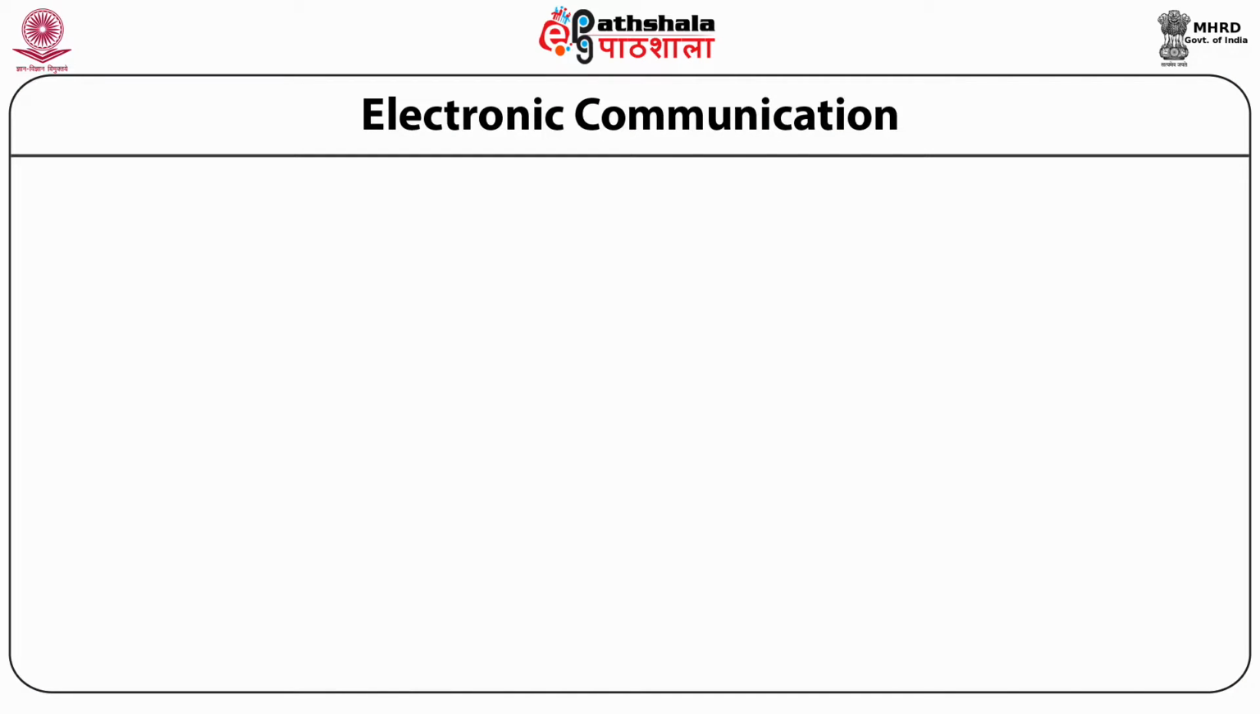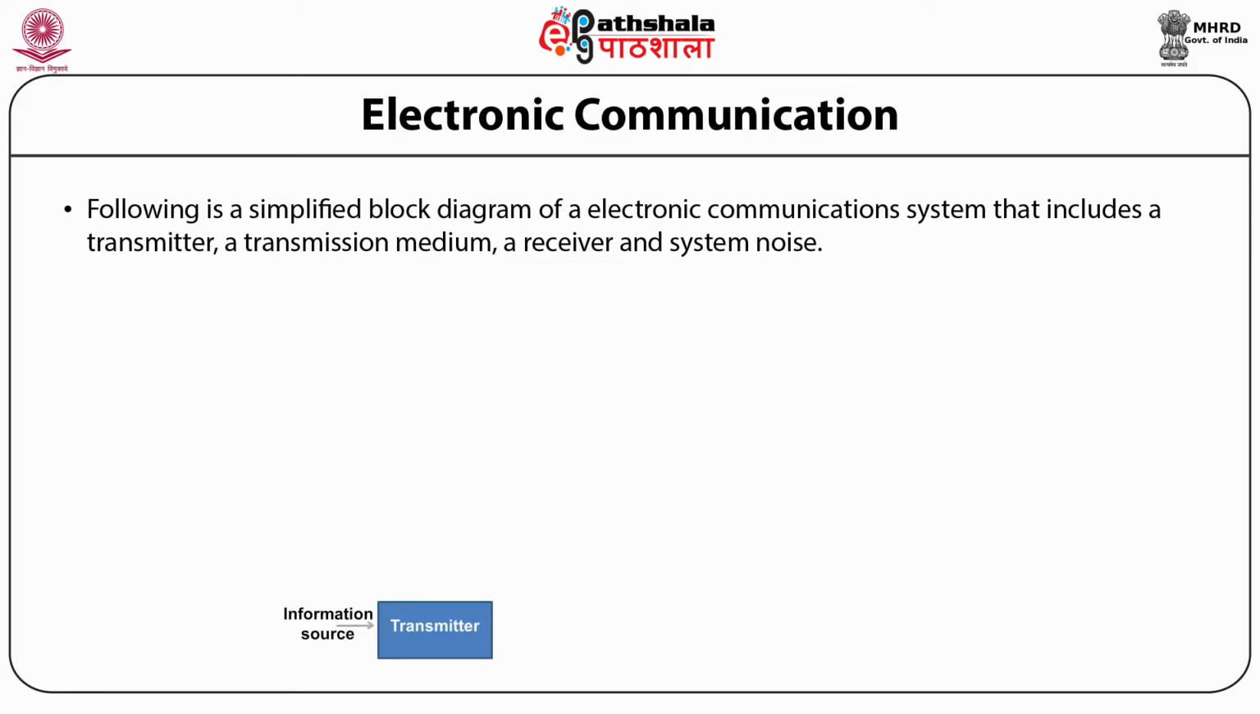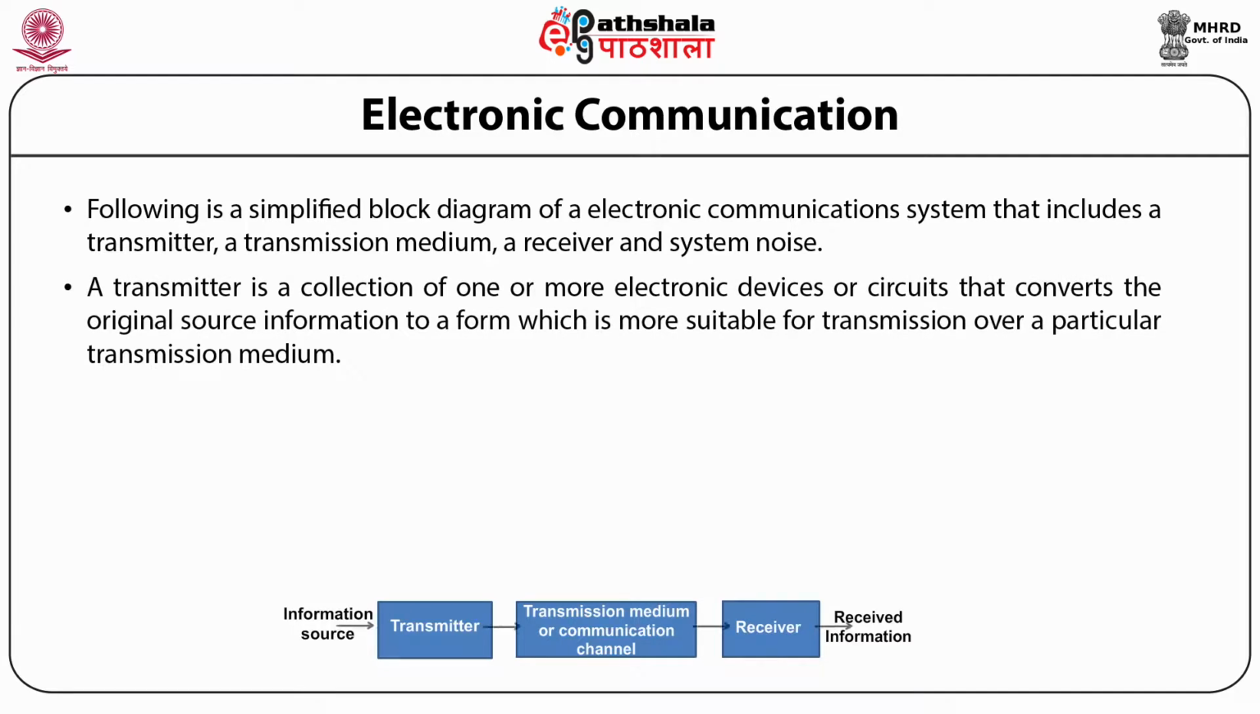Electronic communication. Following is a simplified block diagram of an electronic communication system that includes a transmitter, a transmission medium, a receiver, and a system noise. A transmitter is a collection of one or more electronic devices or circuits that converts the original source information to a form which is more suitable for transmission over a particular transmission medium.